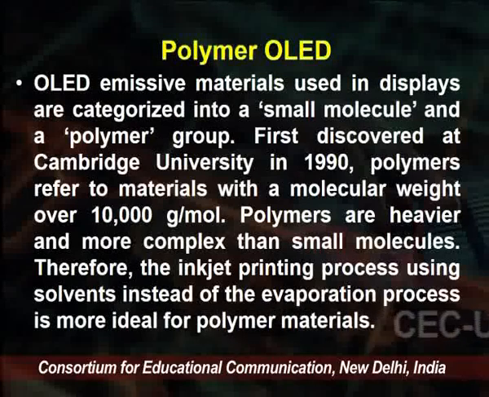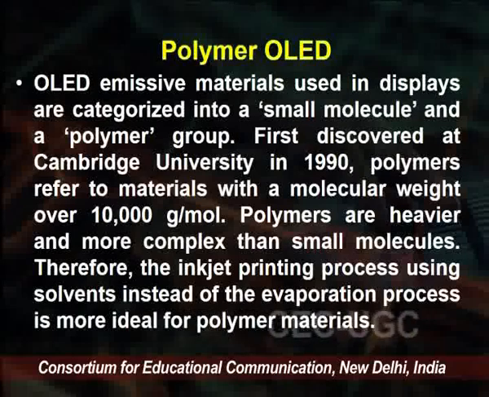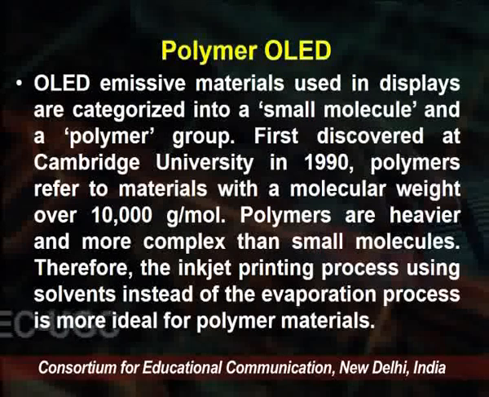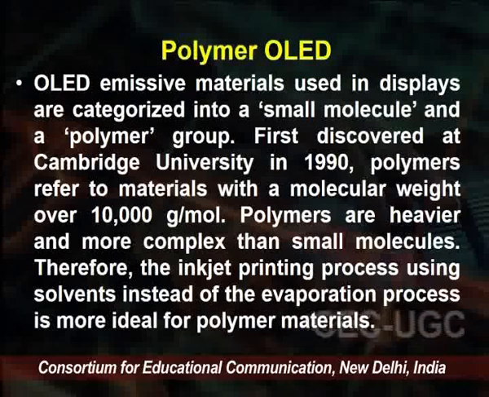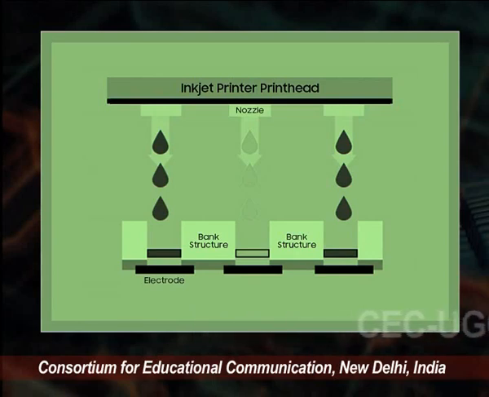Therefore, an inkjet printing process using solvent instead of evaporation processes is more ideal for polymer material. It means we are using printing technology for flexible, foldable development. By using polymer material, we can develop the OLED. Now you see the process of how we use polymer for development of the OLED, where in the inkjet printing process we use ink formulation, second is deposition, third is annealing.